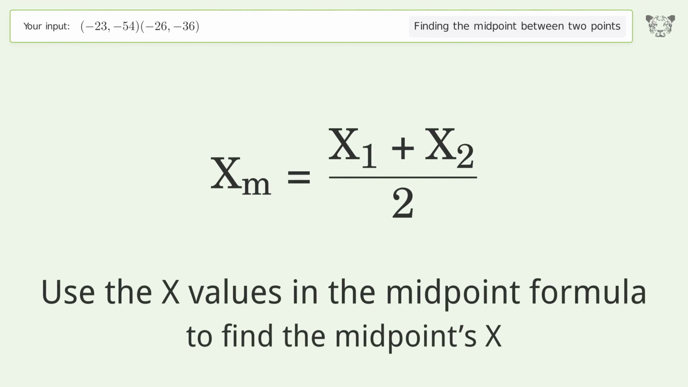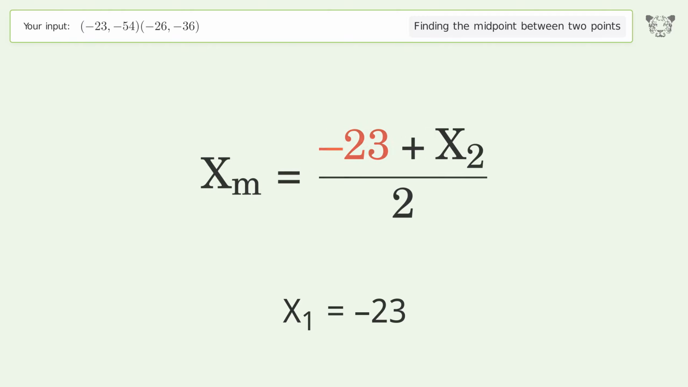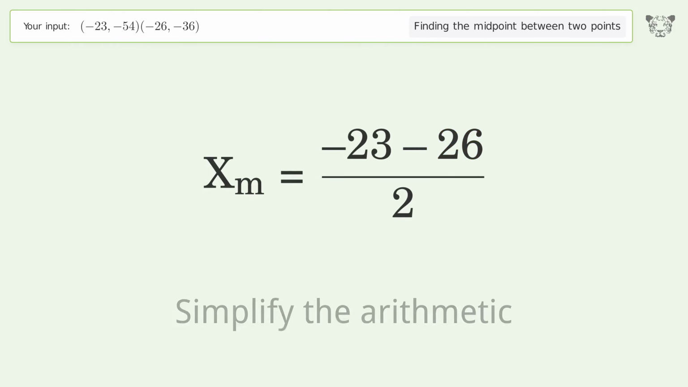Use the x values in the midpoint formula to find the midpoint's x. x1 equals -23. x2 equals -26. Simplify the arithmetic.